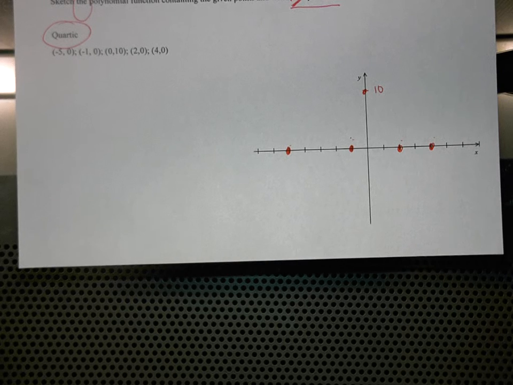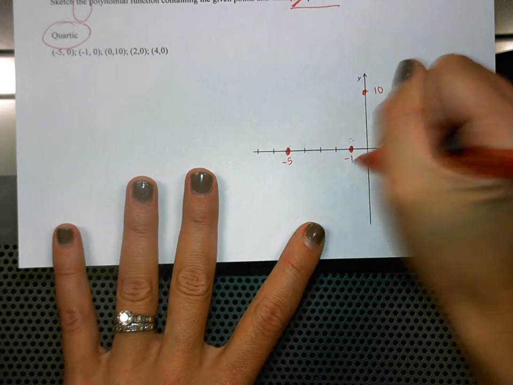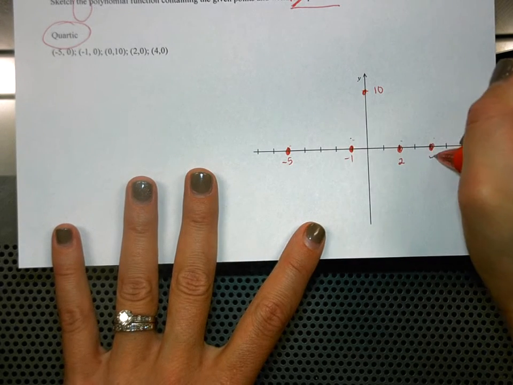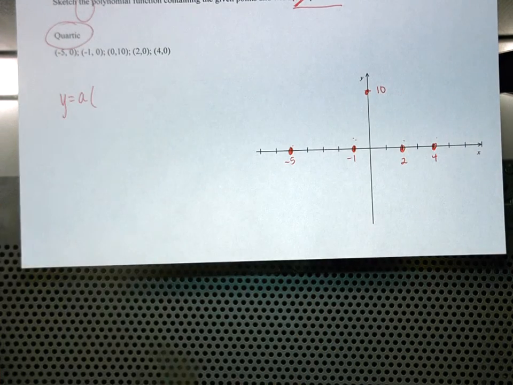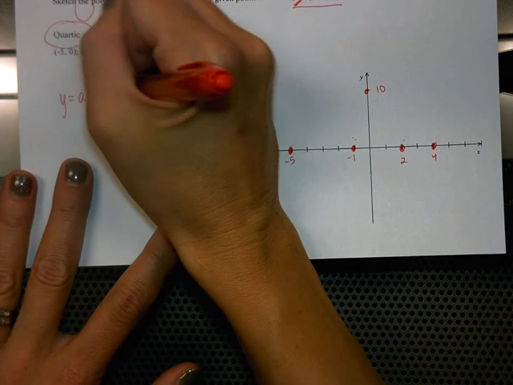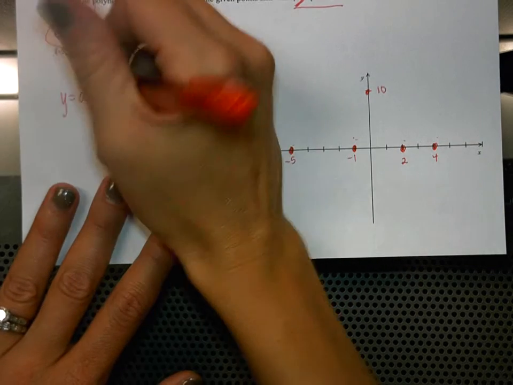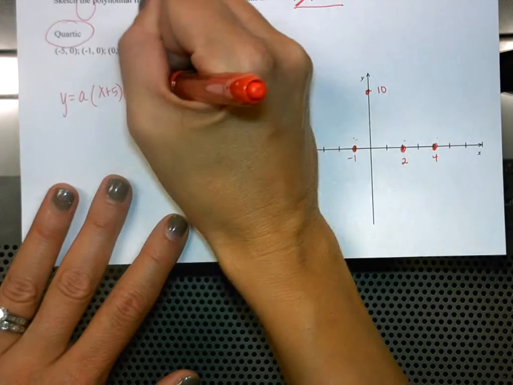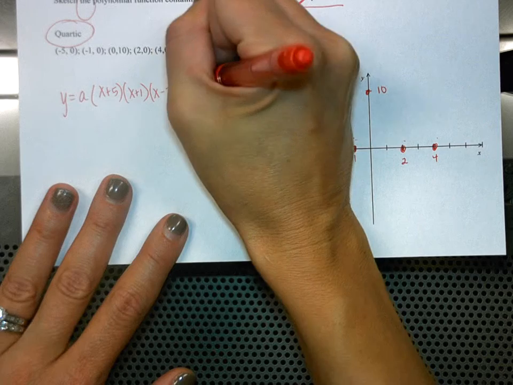Okay, but we need to find our a value. Okay, so let's just write these really quick. So this was a negative 5, this is a negative 1, this is a 2, and this is a 4. We're going to write our equation, y equals a, and then what would be this first parenthesis I would write? Good. X plus 5, and then x plus 1. Good. X minus 2. X minus 4.